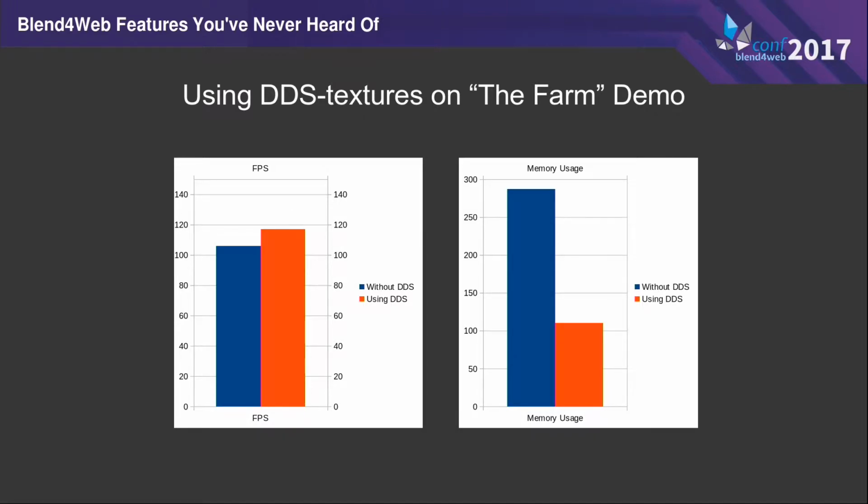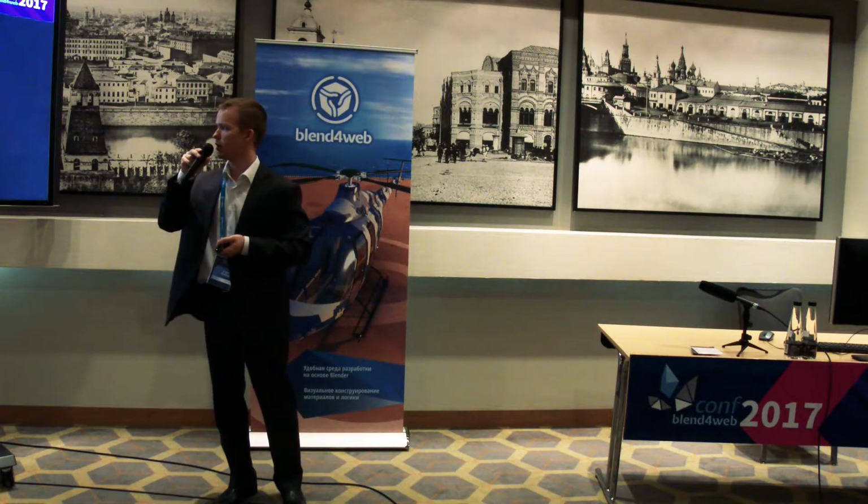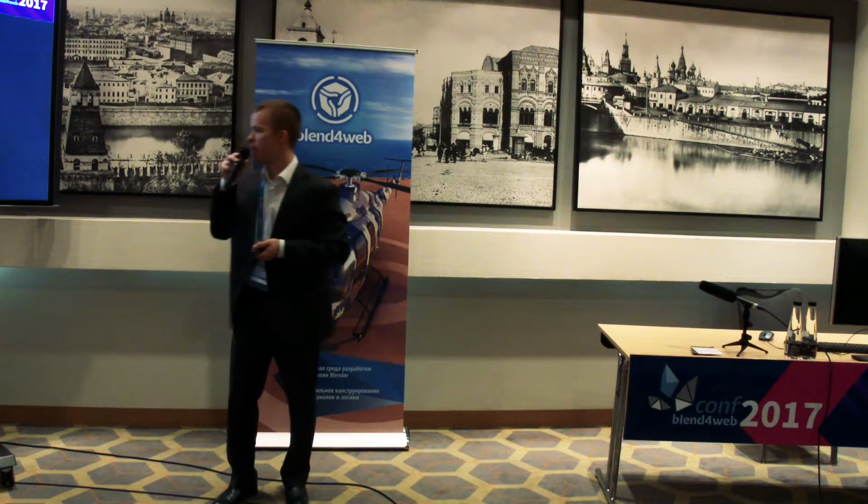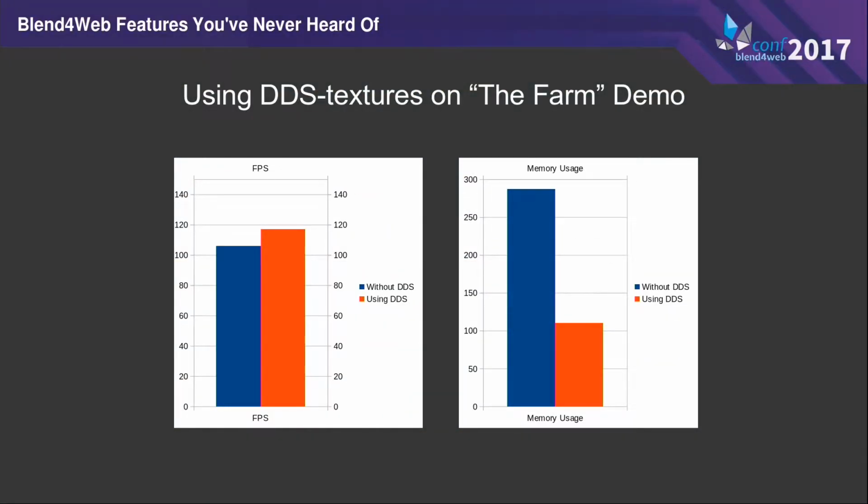I decided to run the farm application, which I'm sure all of you are familiar with. And we have 2 charts. On the left, we can see frames per second when we do not use DDS textures. So we have something like 110, I suppose. Immediately when we convert most of the textures to DDS, we get an increase of, let's say, 10% and almost hit 120 frames per second.